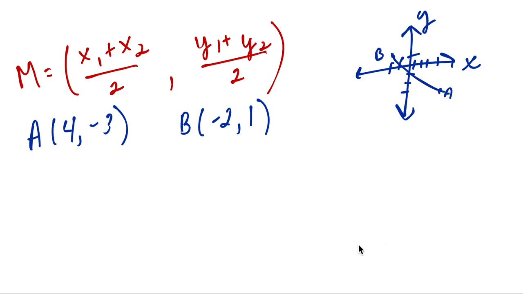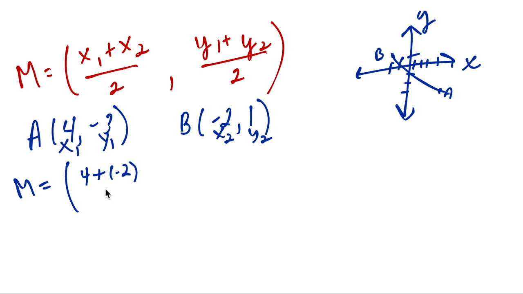Now we could use the distance formula to find the length, but I'm more concerned about the middle point, the midpoint. So to find the midpoint, I'm going to add my x-coordinates. So we know every ordered pair has an x and a y. So this is my x sub 1, y sub 1. And here's my x sub 2, y sub 2. So if I added my x's, 4 plus negative 2 over 2, and then negative 3 plus 1 over 2 for the y-coordinate of the midpoint.